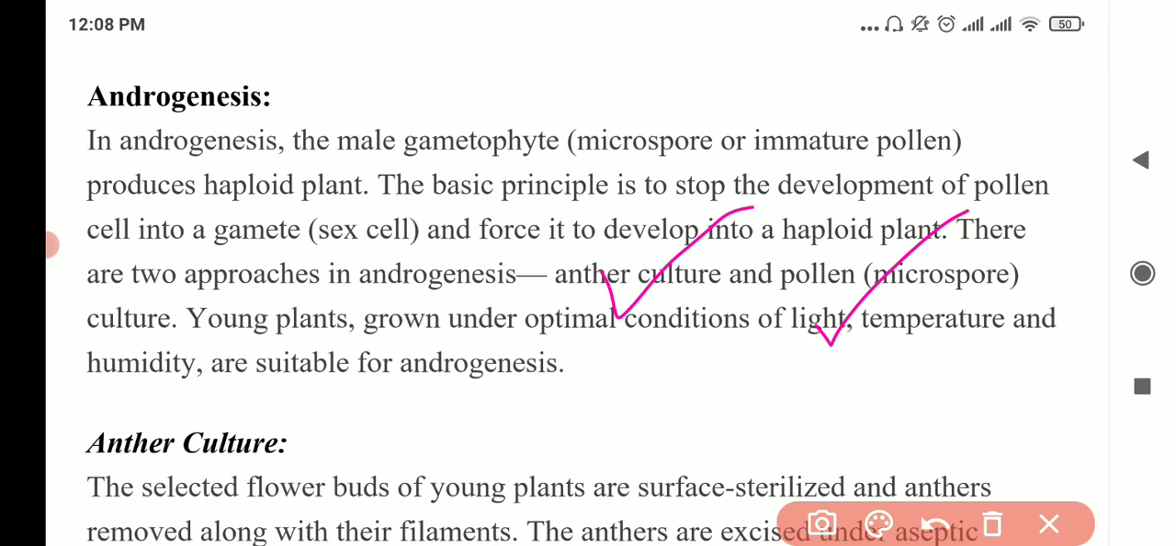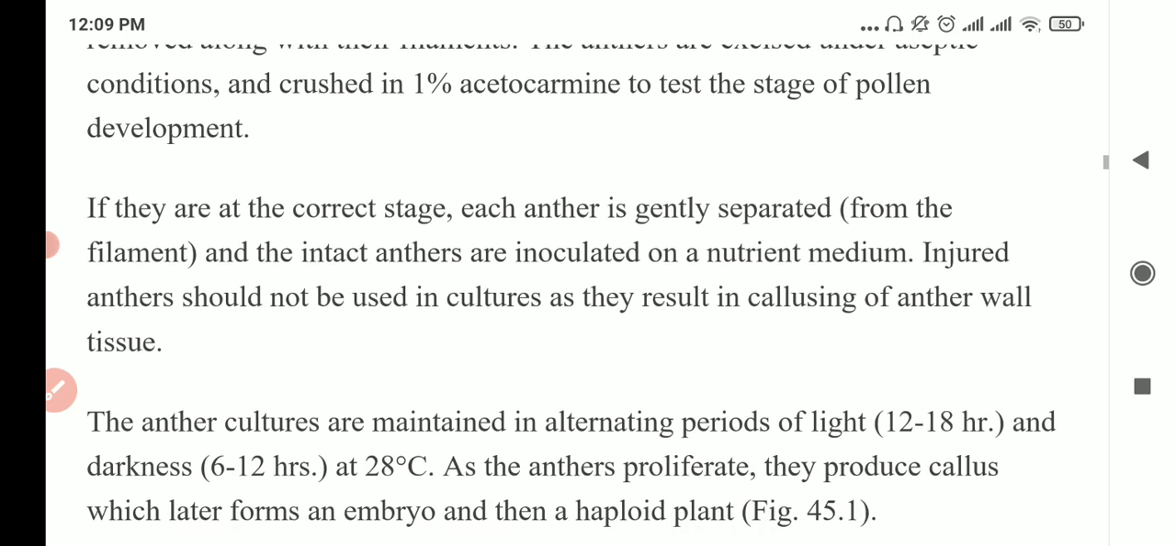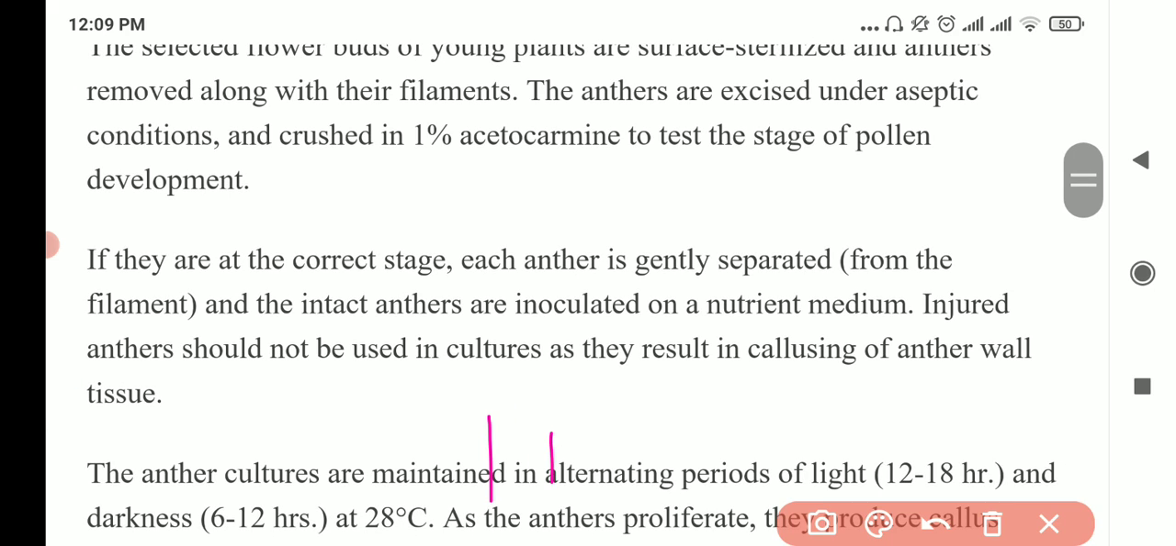And when we perform this experiment, it has to be optimal. The temperature, the light, the humidity, all the environmental conditions should be perfect, suitable for androgenesis. Okay, looking at anther culture, we select flower buds. So you take a young bud, a young flower.